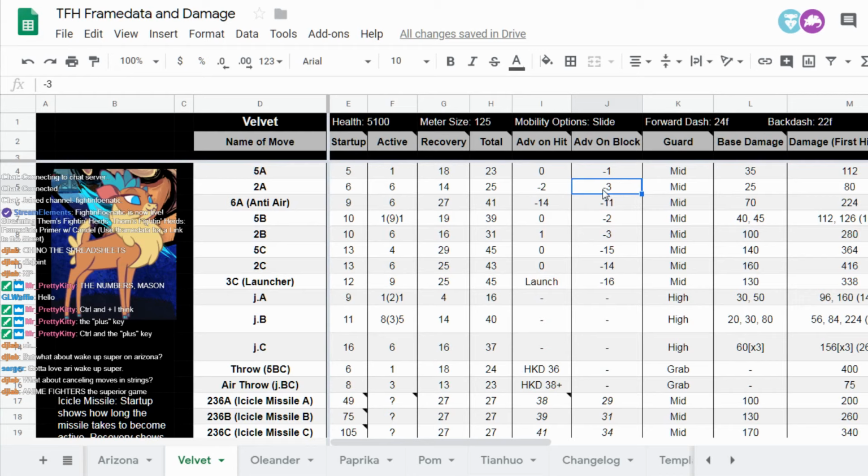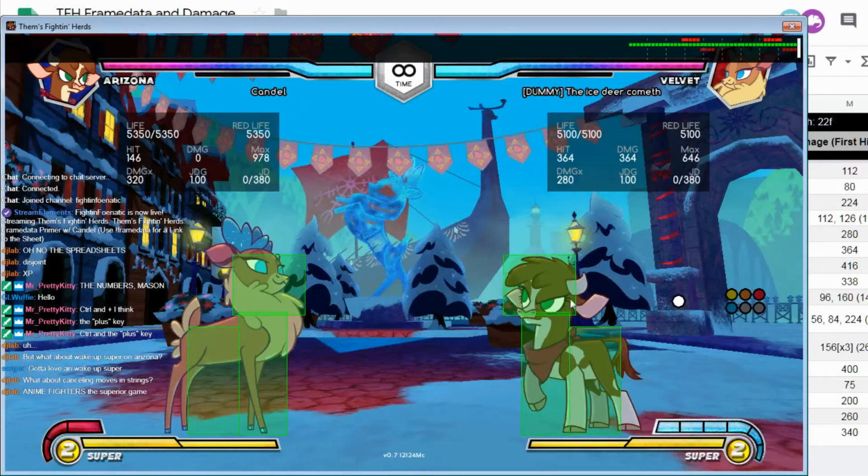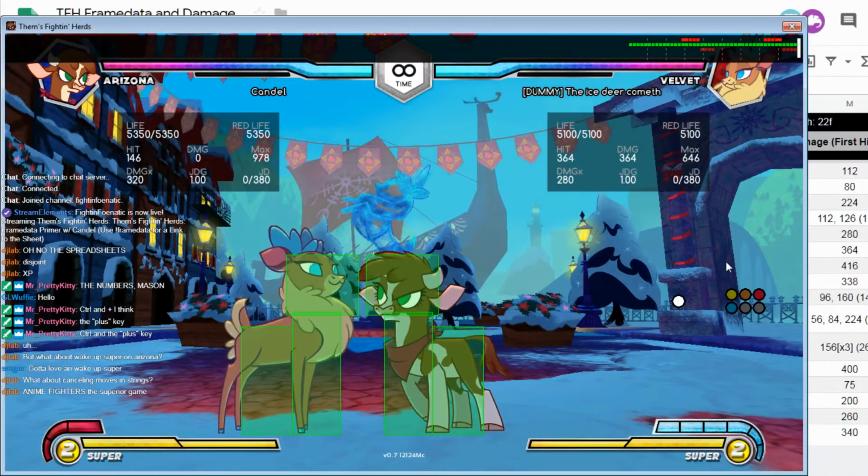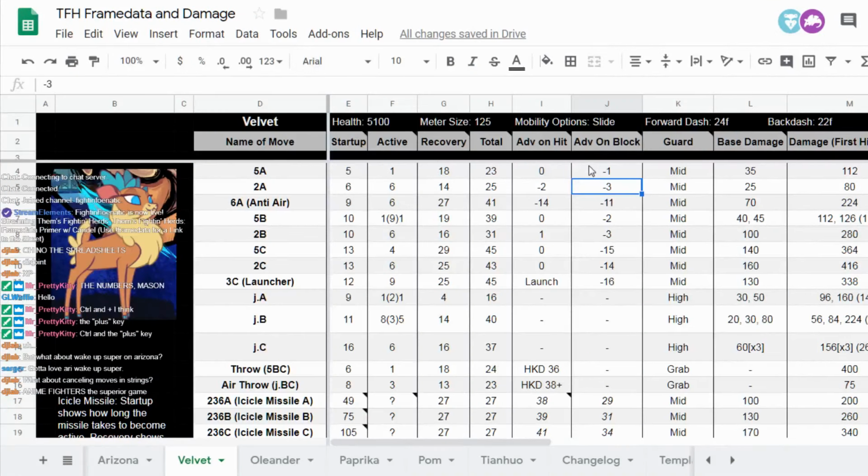A couple frames of difference is actually a lot. They have time to press a button. They have time to interrupt you, as we saw earlier. I was interrupting her 5A every time with my 5A. Now, if she stopped with 5A, I would have a harder time because I would have to be frame perfect. Otherwise, I would trade or get hit. 6A, every 6A is unsafe, so I'm going to skip those. 5B and 2B, minus 2, minus 3, they're also not that bad on block.